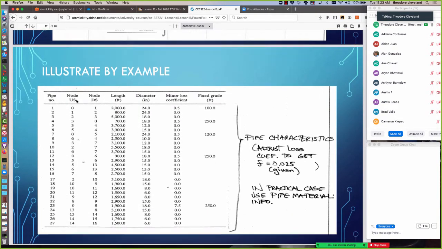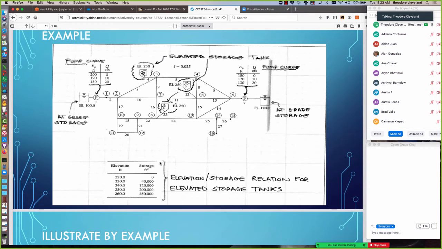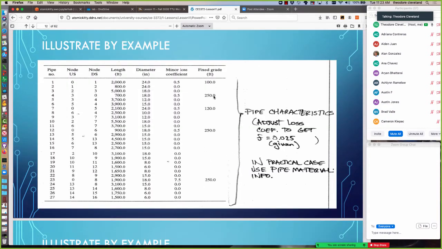So here we have the table of connectivity, the pipe identification, the length of each pipe, the supplied diameter of each pipe, the minor loss coefficients, if any, on each of those pipes. And then let's look at pipe number, if I got that right, pipe number 12 is showing that it's connected to a fixed grade node. So indeed it is. So pipe 12 connects to this tank. So that's what these fixed grade elevations are.